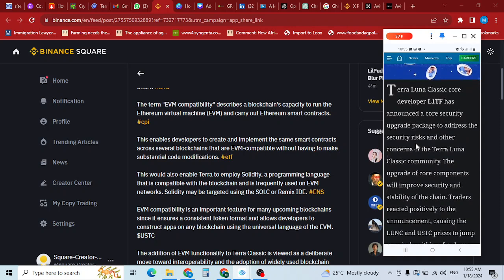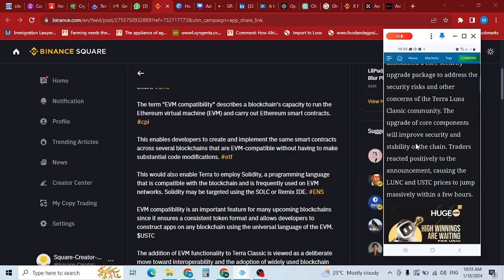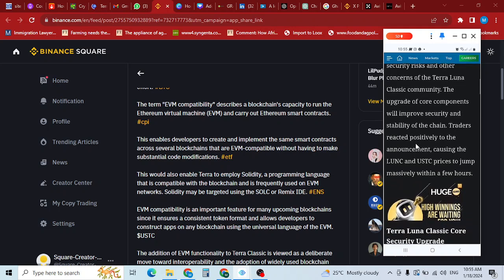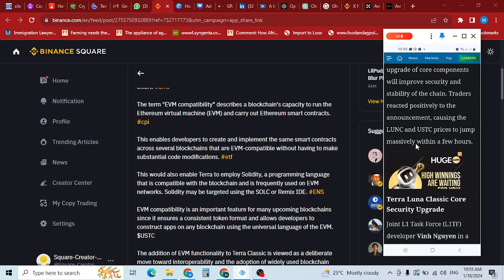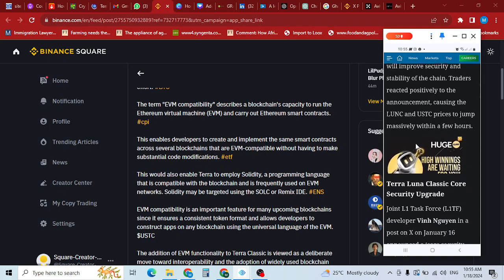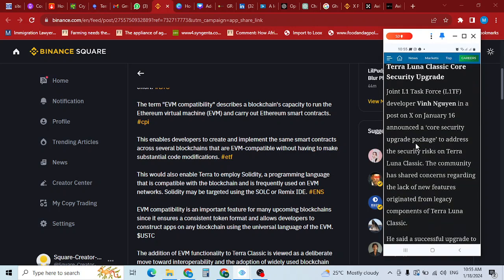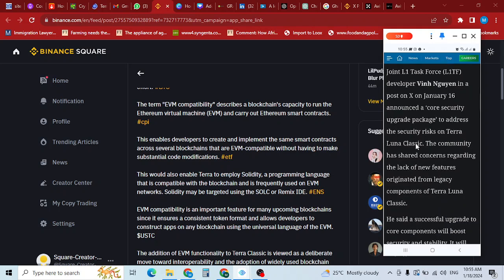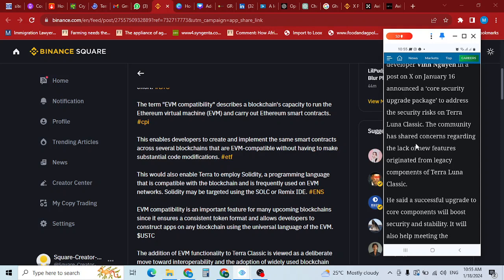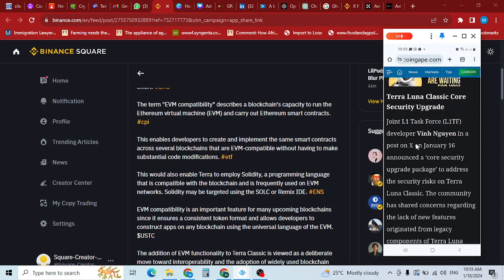Terra Luna Classic core developer L1TF has announced a core security upgrade package to address the security risk and other concerns of the Terra Luna Classic community. The upgrade of core components will improve security and stability of the chain. Traders reacted positively to the announcement, causing the Lunc and USTC price to jump. Joint L1 Task Force developer Wayne Wang announced the core security upgrade in a January post. So it's just about the security upgrade of the system, the stability, and then the EVM compatibility.